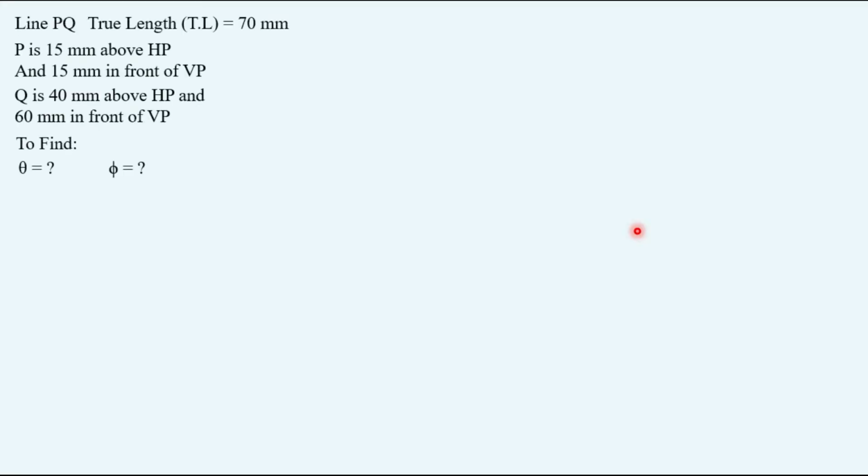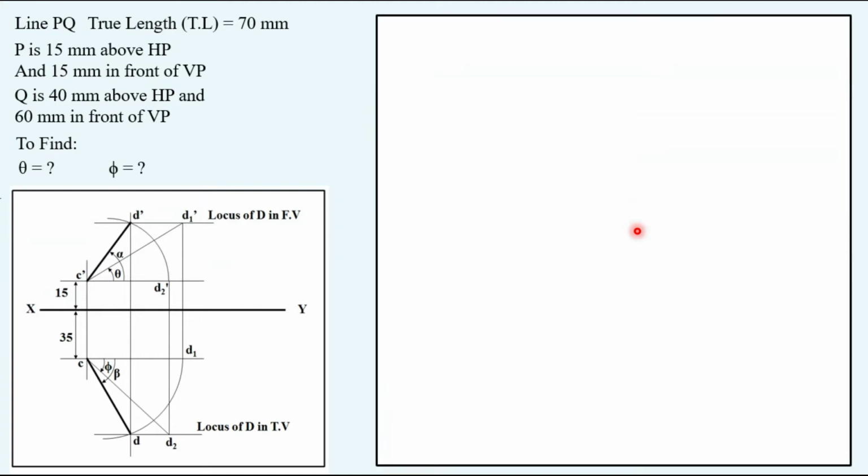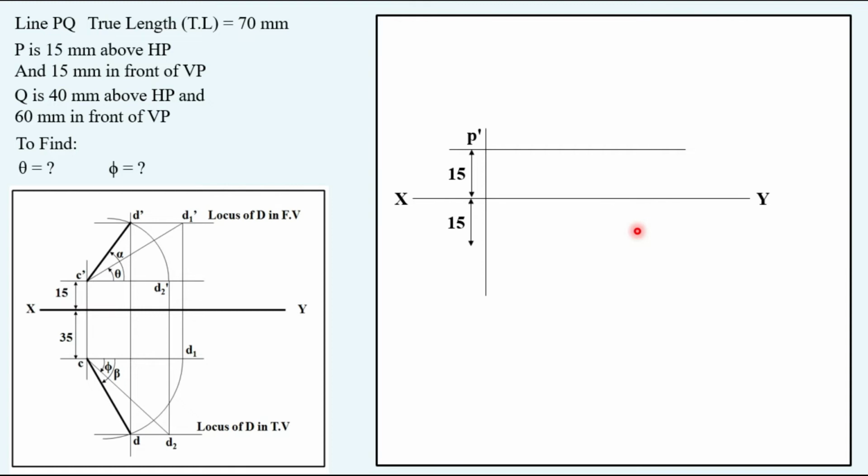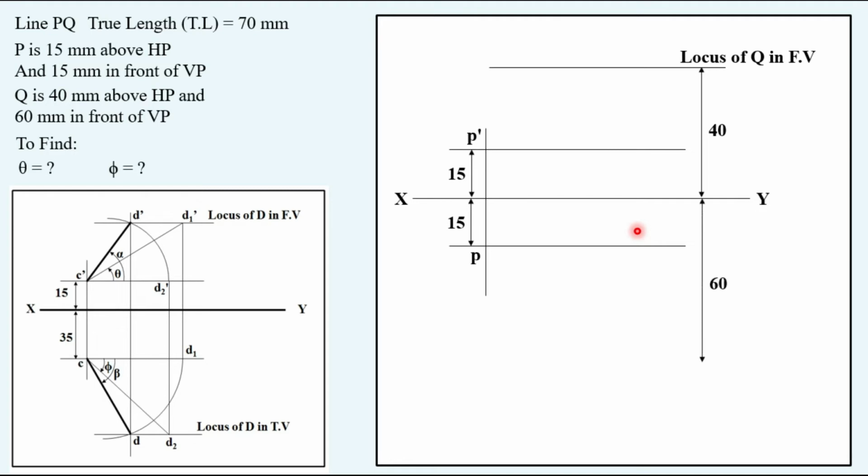Now let's solve it. Keeping this as a reference, starting with the first XY line, drawing a vertical projector, taking 15 mm above P dash and 15 mm below as top view point P. Then taking 40 mm above from XY line, drawing a locus. This locus will be of Q in front view. Taking 60 mm below XY line, drawing another locus parallel to XY, locus of Q in top view.